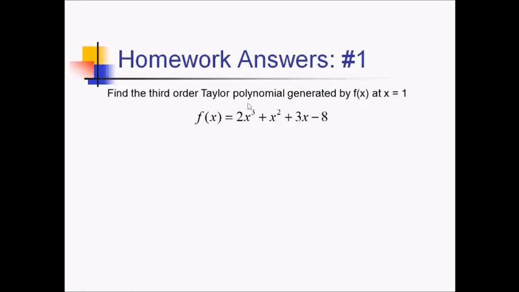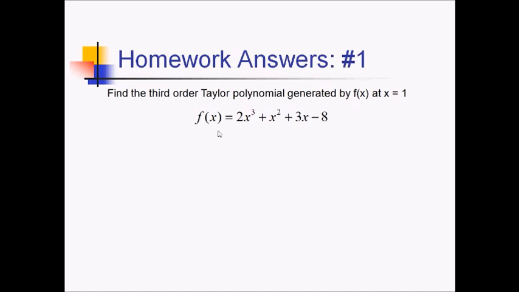On this problem, they want the third order Taylor polynomial for this f of x function at x equals 1. Since I'm not centered at 0, I'm going to use my general Taylor formula with x minus 1s and with the derivative at 1. So let's start by finding the function value at 1, f of 1.